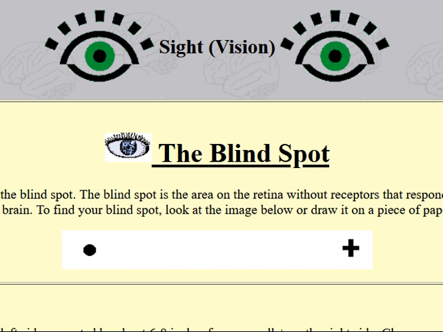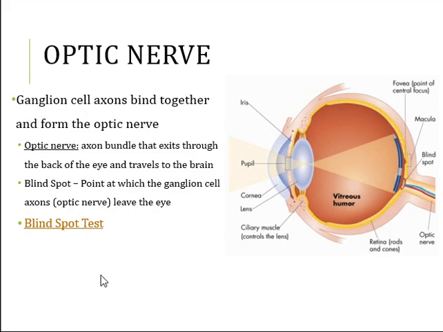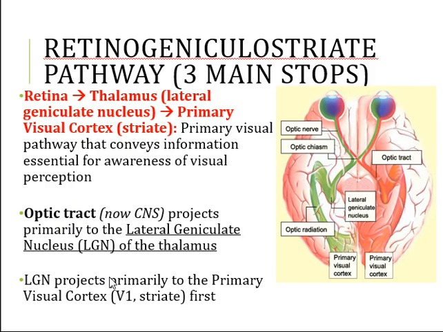Moving on, we're going to talk about the retinogeniculostriate pathway. There are three main stops from our retina to the visual cortex, or the striate cortex. We go from the retina to the thalamus, which specifically is the lateral geniculate nucleus, or the LGN. Please do remember this. And then to the primary visual cortex, or V1. This primary visual pathway conveys information essential for visual perception.